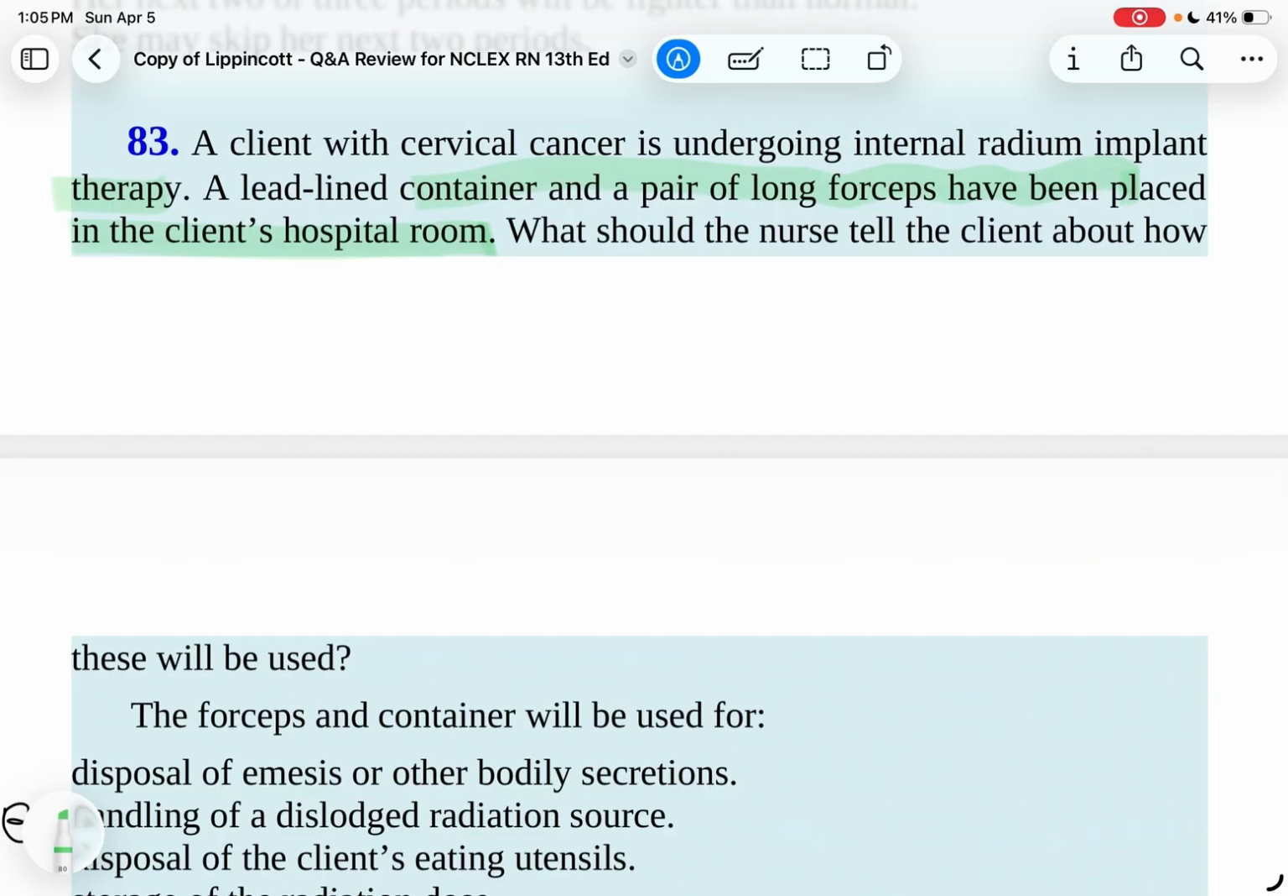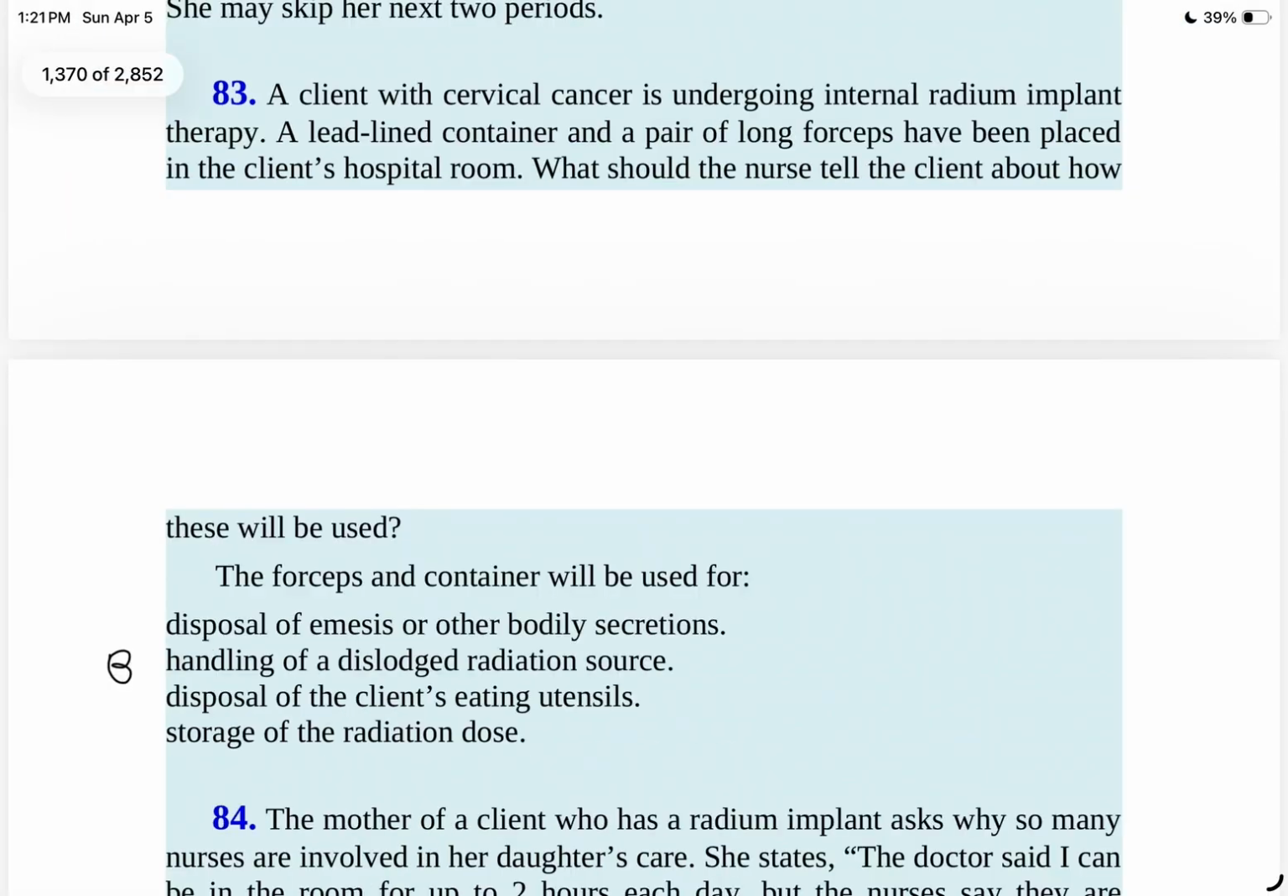Back to the answer. A client with cervical cancer is undergoing internal radium implant therapy. A lead-lined container and a pair of long forceps have been placed in the client's hospital room. What should the nurse tell the client about how this will be used? So the forceps and container will be used for handling this large radiation source.